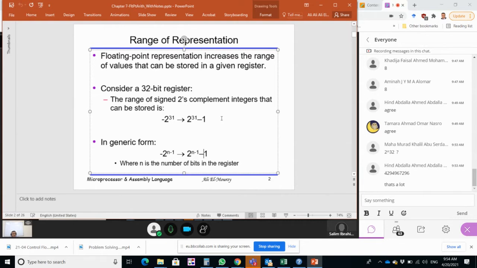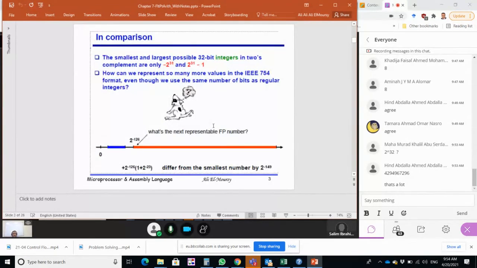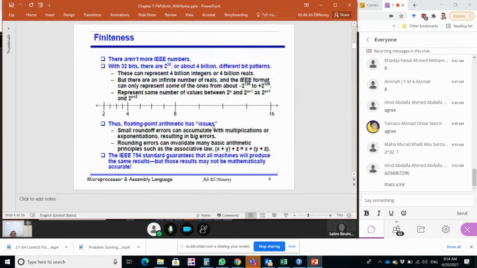That's a lot. Sure, this is a lot, but the most important thing that we need to highlight here is the range of values. For the signed 2's complement, I have only integers. I have positive and negative, but starting from minus 2 to the power 31 up to positive 2 to the power 31 minus 1. Now let's go for the fun. What about the floating point? IEEE standard single precision. What is the range of values?